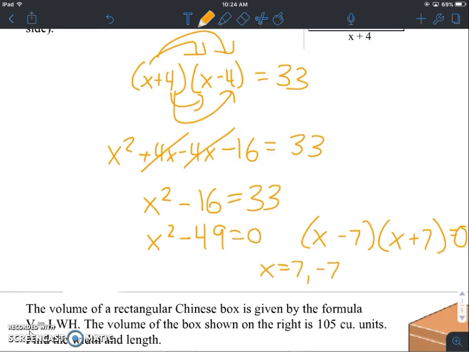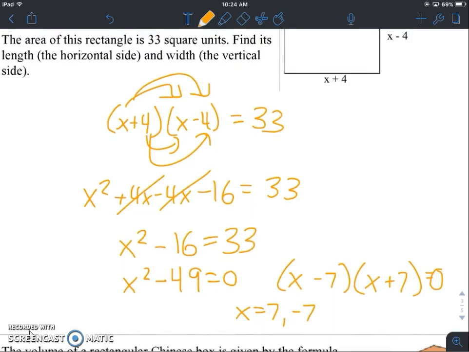Well, talking about rectangles, I can't have a length of negative 7 or width of negative 7. And when I put that back in, I'm going to get negative 7 minus 4, which would be a negative 11. So I definitely can't get a length and width of negative 11. So I'm only going to keep the positive answer. So I get 11 and 3.